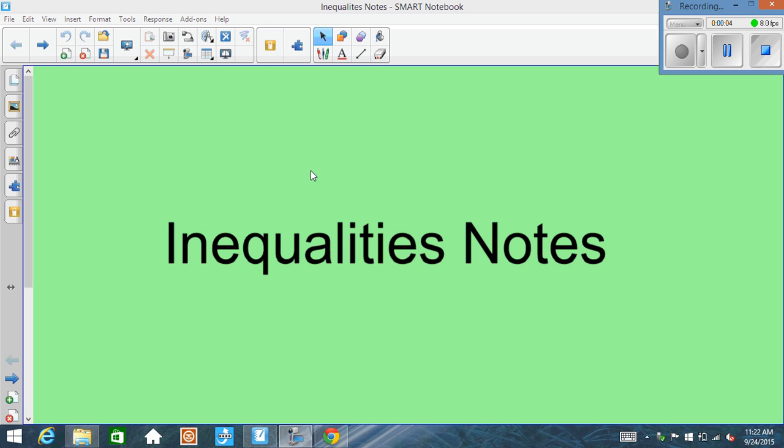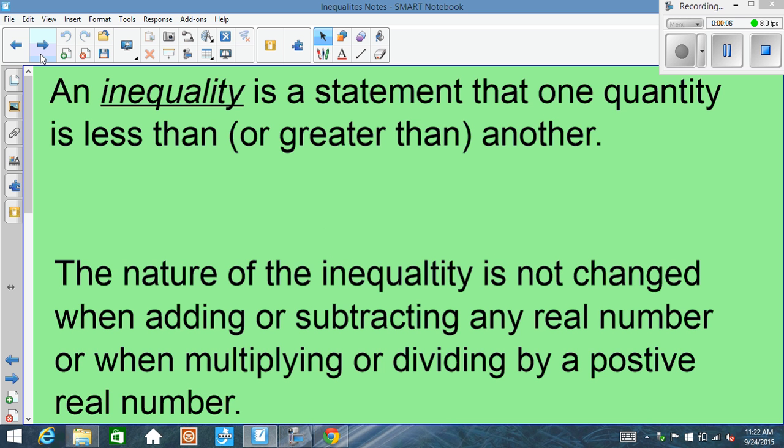We're going to take notes on inequalities. An inequality is a statement that one quantity is less than or greater than another. For instance, x is less than 5.